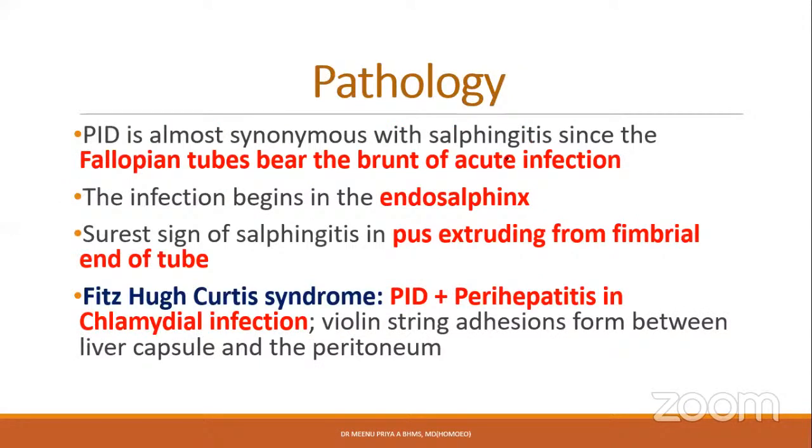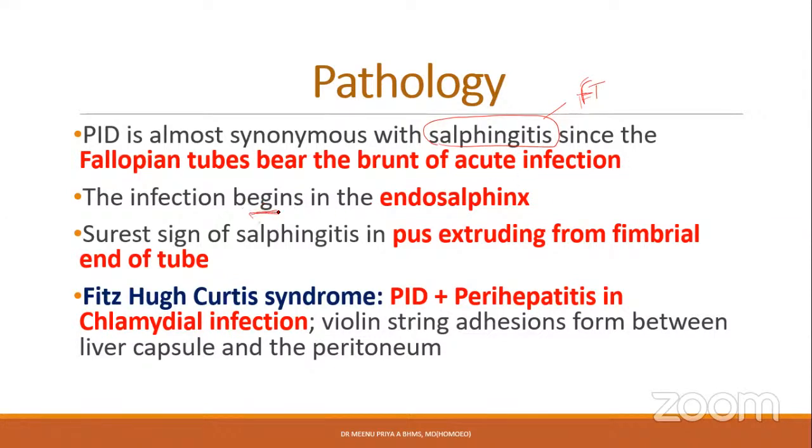And PID is almost synonymous with salpingitis. Why? Because it occurs first in the fallopian tube. Salpingitis means fallopian tube, so it first occurs in the fallopian tube. Then the infection spreads. Since the fallopian tubes bear the brunt of acute infection, the infection begins there.